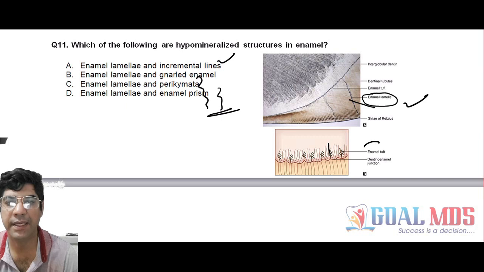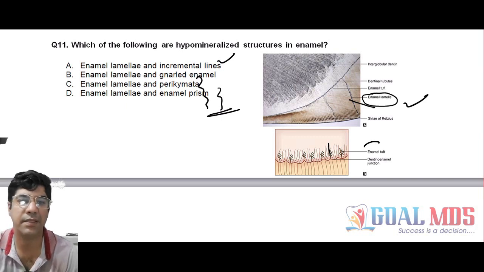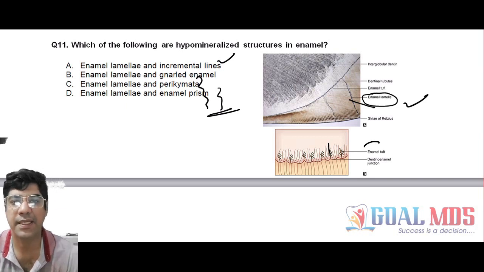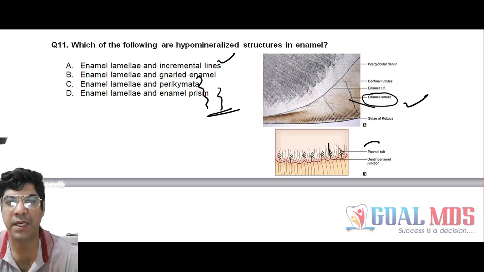Gnarled enamel is enamel with a complex twisted pattern and it is not necessarily hypomineralized. Perikymata are not typically associated with hypomineralized structures. They are the shallow furrows or ridges on the enamel surface formed due to the incremental enamel growth. Enamel lamellae and enamel prisms are the basic structural units of enamel and they are not inherently hypomineralized. So your answer is A.